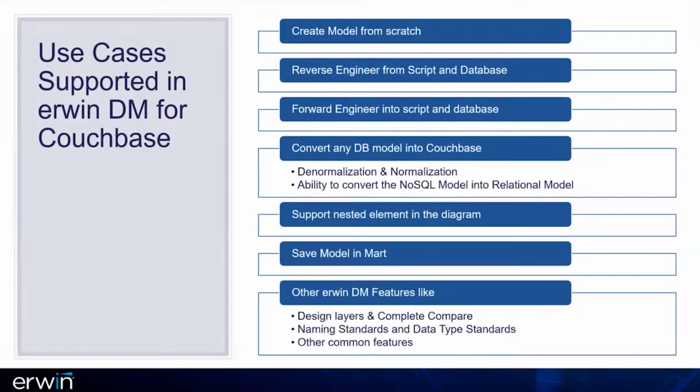You can also do that normalization selectively or manually by selecting one table from the relational into a document, as well as let DM do that for you. Going forward, we'll be supporting nested elements in the diagram. That means you can build hierarchical documents and field structure that you can see in the diagram of data modeler.